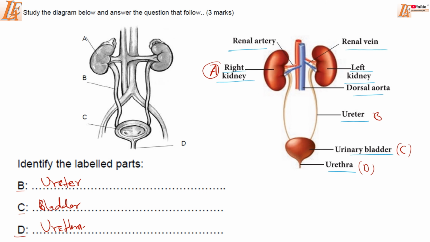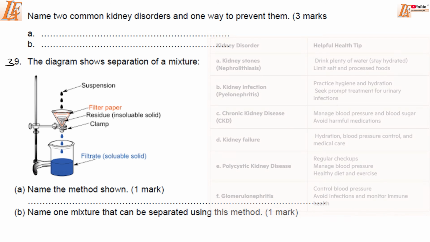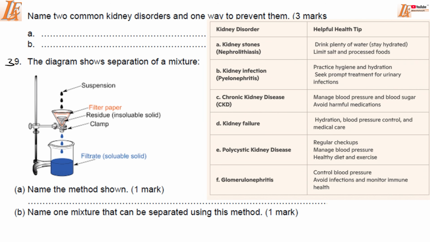Question 38. Name 2 common kidney disorders and one way of preventing them. So in this case, we're going to list several of them. Like you can see on the screen, we have the kidney disorder, and then we have a way of preventing it.